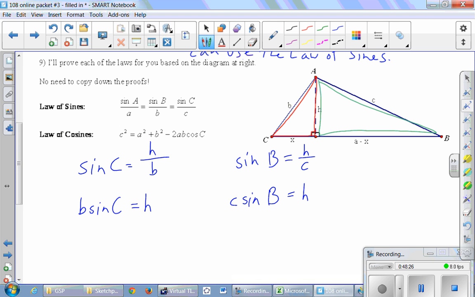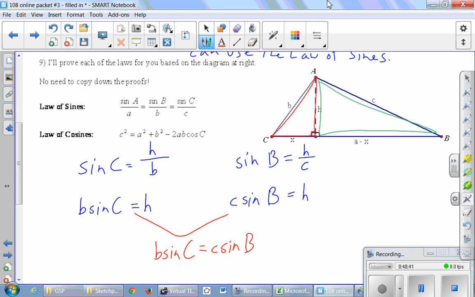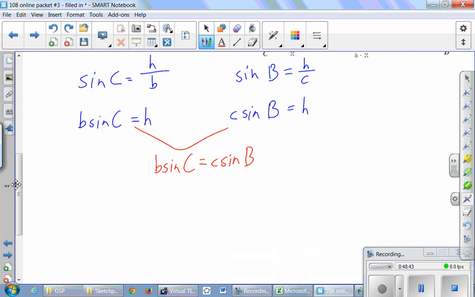But it's the same h in the picture, and so it's the same h in both of these equations, which means we can merge these 2 guys together and come up with one brand new wonderful equation. B sine of c is c sine of b. It's a little bit of a tongue twister, but the important thing is actually it's really close to the law of sines. So how about we divide both sides by, I don't know what, BC.